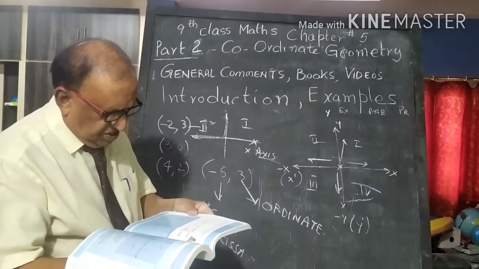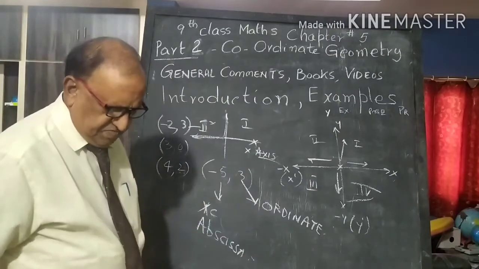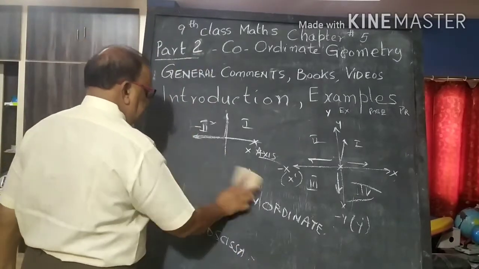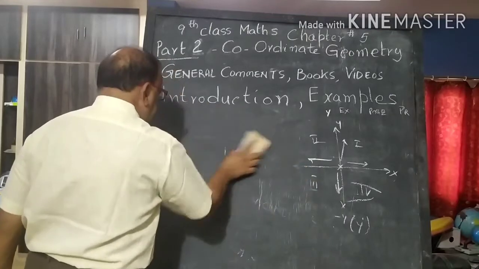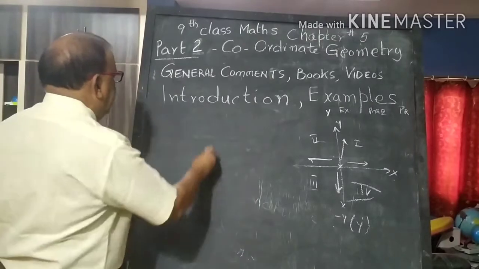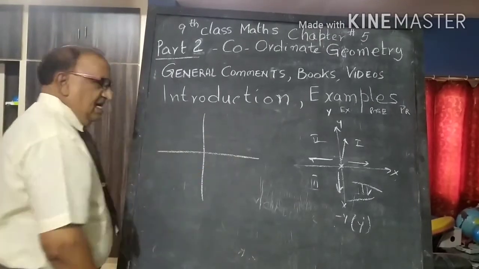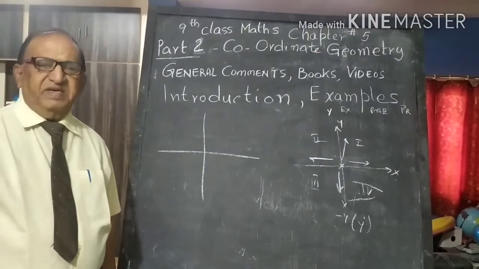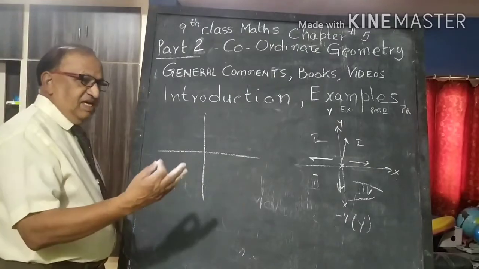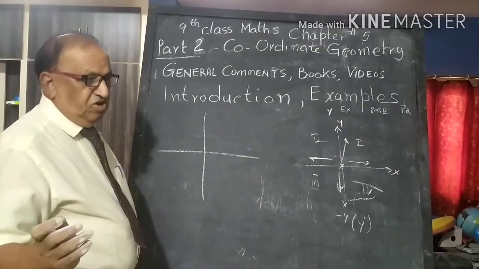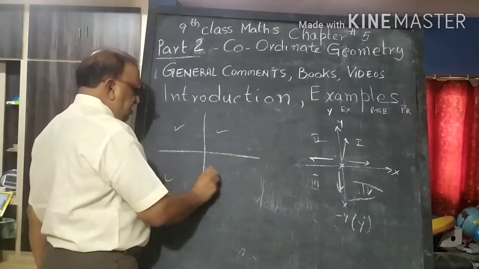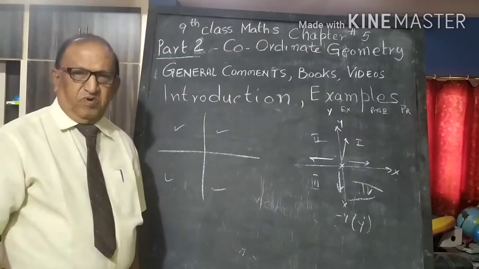Now, next one. Which of the following points lie on the axis? You have to find out which points lie on the axis. Now, I told you earlier, if the x coordinate is 0, that means it is lying on the y axis. If the y coordinate is 0, it is lying on the x axis. If none of them is 0, that means the point has to be in one of the four quadrants, depending on whether the values are positive or negative.